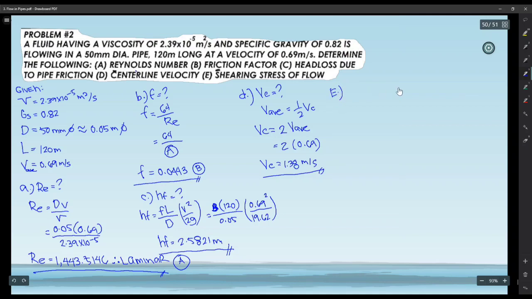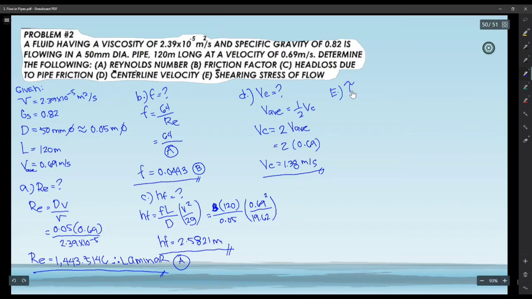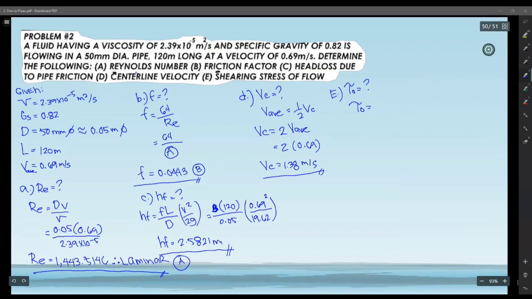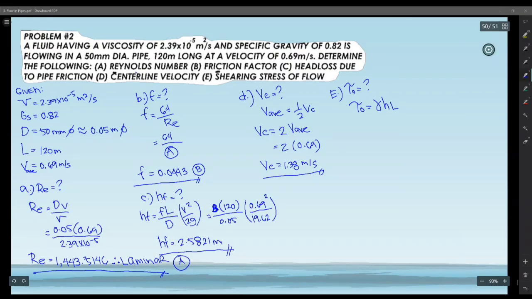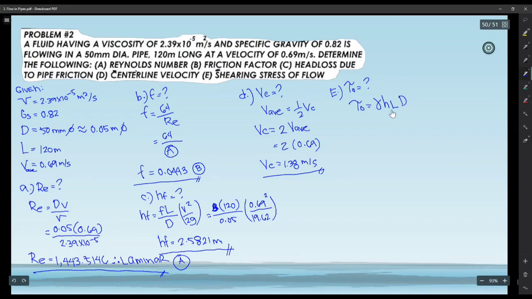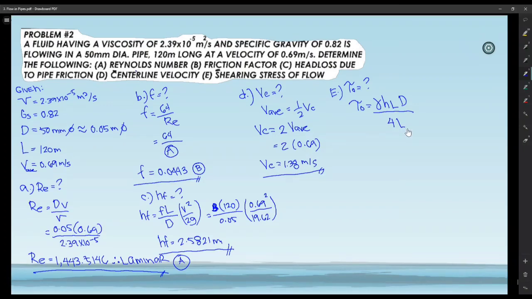So for letter E, we need to solve for the shearing stress of flow. So yung shearing stress, again, dinenote sa symbol na tau sub O. So yung equation natin for tau sub O is equals lang saan? Di ba siya equals sa gamma multiplied by the head loss. So for this problem, that is yung H sub F natin. And then multiply by D all over 4 times the length of the pipe. So, nakalimutan ko palang i-store yung value ng head loss. Anyway, wala namang problema yun. Pindutin na lang natin.